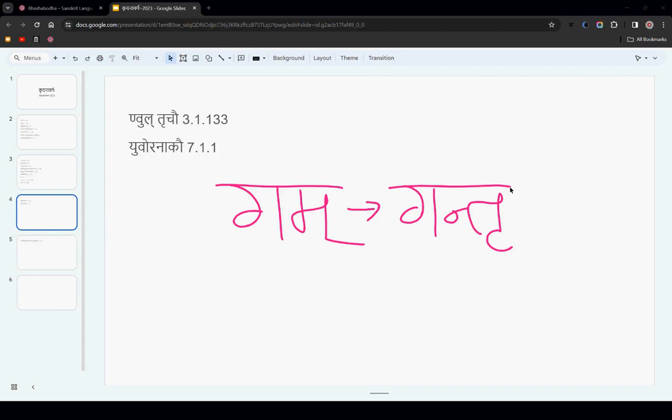Ganta. So here there is a slight change, right? It's not gam plus tru. In place of ma, na comes into the picture here. Gan plus tru.